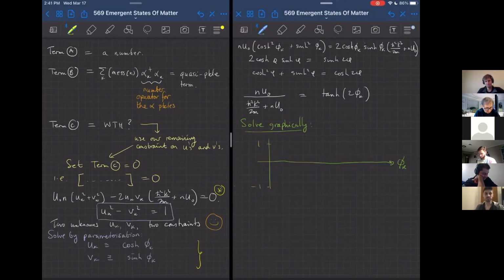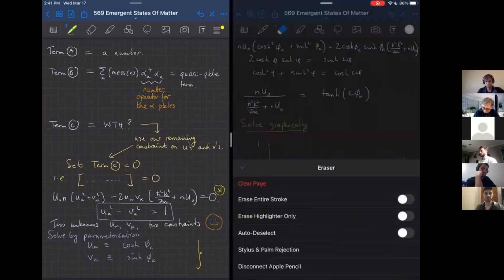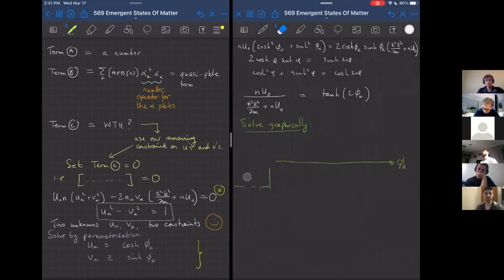I really should have drawn this on the other side. Never mind. Okay, I messed it up. I'm going to redraw this so it doesn't look terrible.